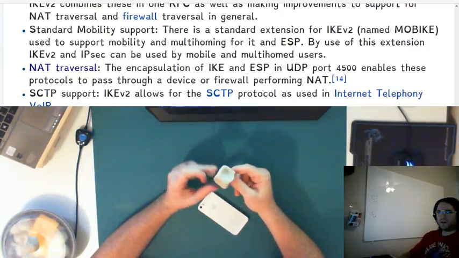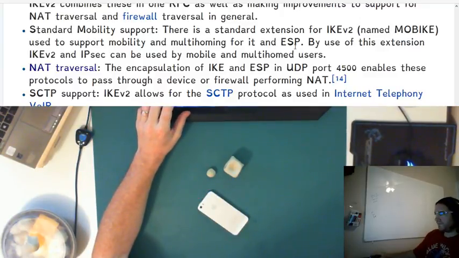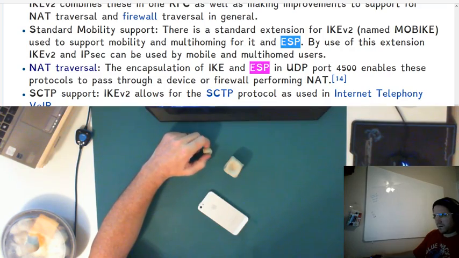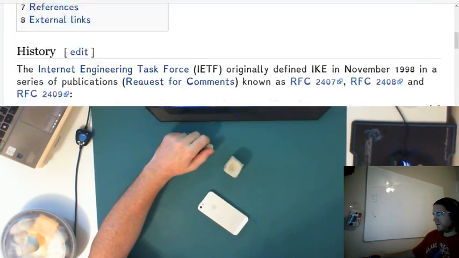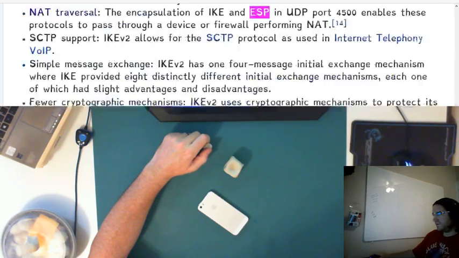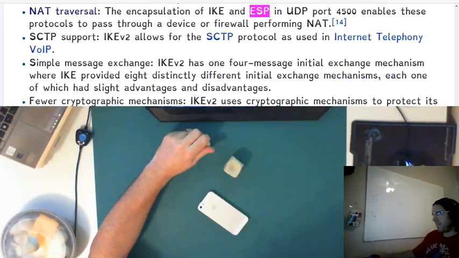I don't know what ESP means. What does ESP mean? Encapsulating Security Payload. Okay. That's ESP.